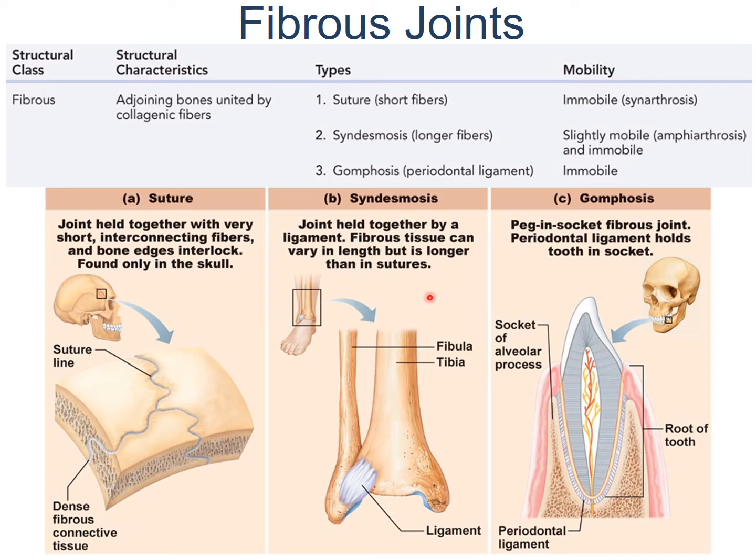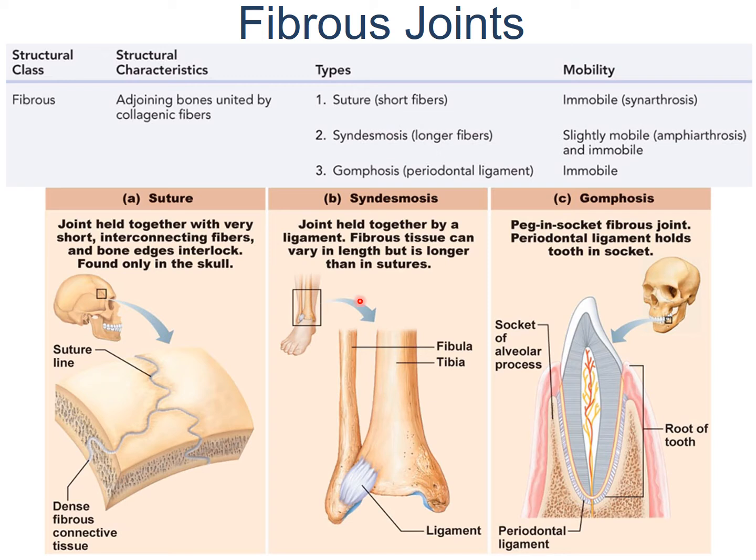And then when you get over here to the syndesmosis, joints held together by a ligament. We know what a ligament is, right? It's dense, regular connective tissue. The fibrous tissue can vary in length, but it's longer than in sutures. Okay, so we have a dense, regular connective tissue that's connecting bone to bone. Your example for exam 3 is that a syndesmosis occurs between the fibula and tibia. And these are bones that are in the lower part of the leg. You'll see that in lab this coming week, okay, when you do the appendicular skeleton.